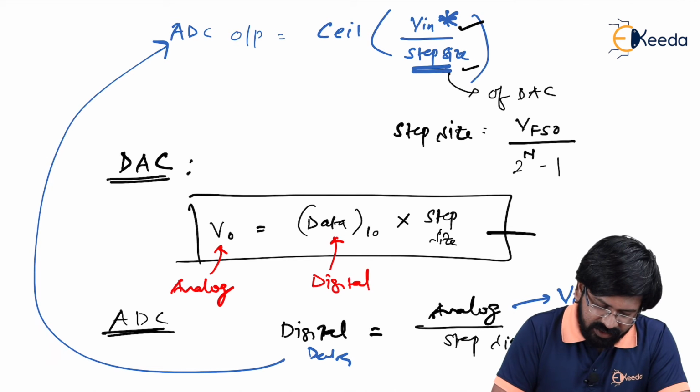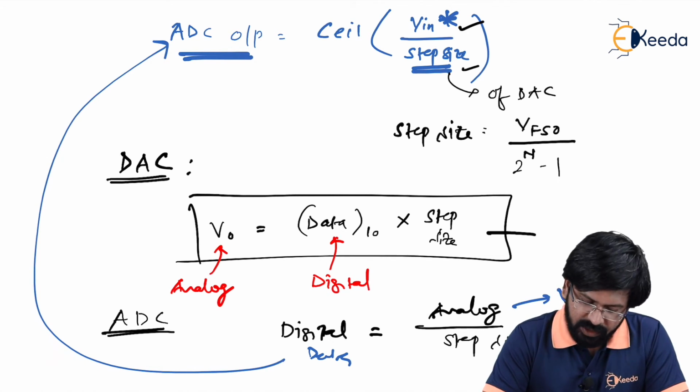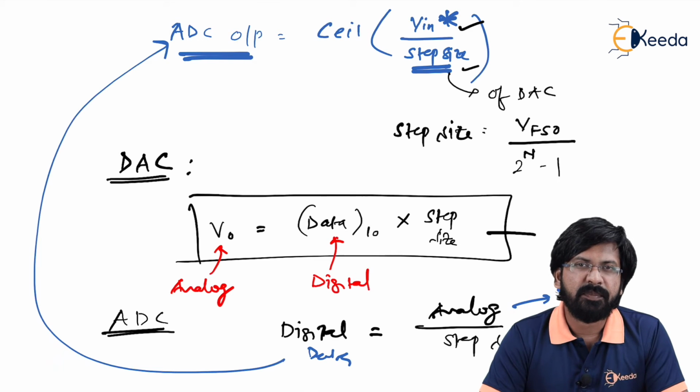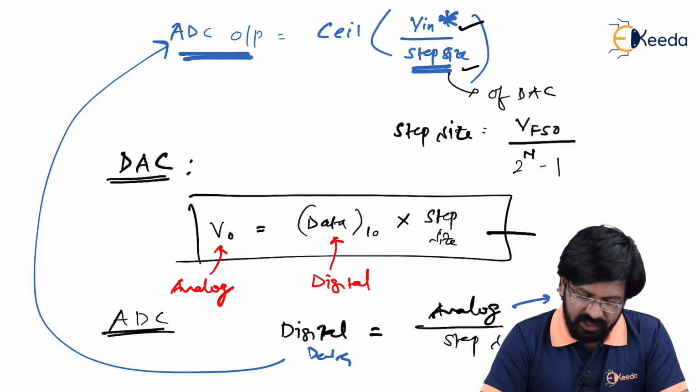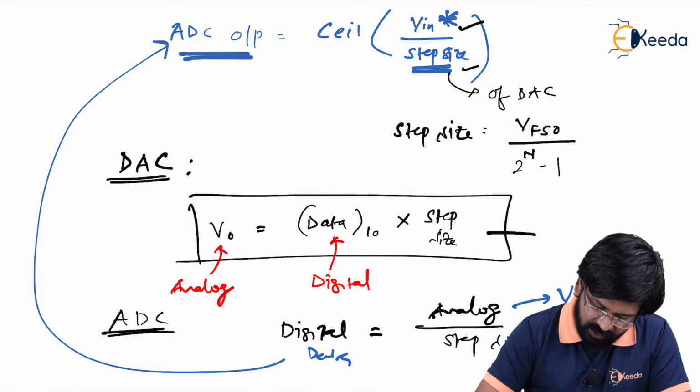But the problem is, when you want the ADC output, it has to be a complete number. It might happen that Vin and step size do not divide each other exactly, that is, it does not give you a complete integer. Then it is your duty to take either a ceil function or a floor function. But then again, it depends upon the type of ADC you are using. If you are using a counter type ADC, then only you will use the ceil function. Otherwise, you refer to a floor function, as we will see in the next lecture also. So this is how you should remember the formula.